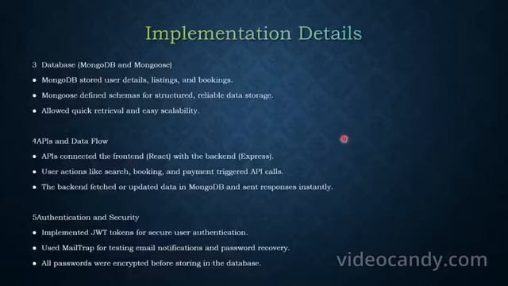Next, we go for API and data flow. API is Application Programming Interface. It connects the front end with the back end. That is, in the front end we use React.js and in the back end we use Express.js. For connectivity between both, we use APIs. API communication allowed instant responses between the front end and back end.